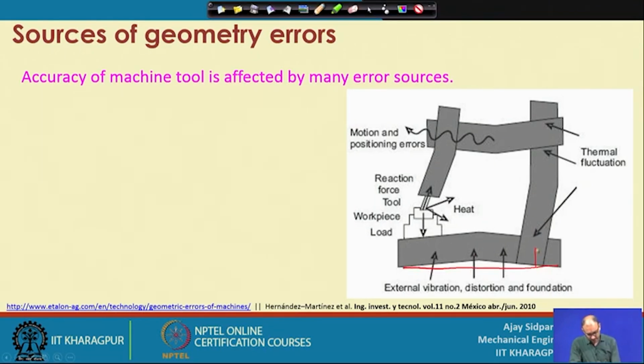If this is the straight line, this should also be perpendicular to this part, and this should be perpendicular to this one, and this should be perpendicular to this one. So, this should be the actual condition, but what happens is that you have an external vibration, distortion and foundation problem.